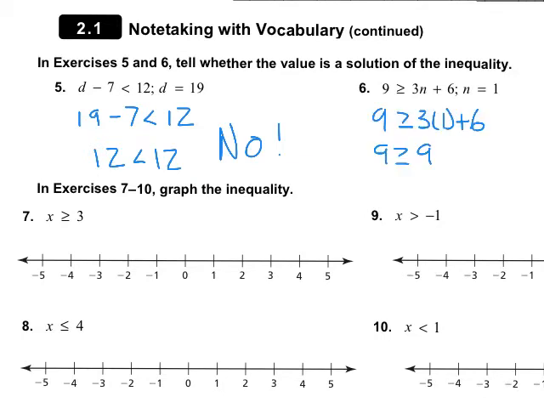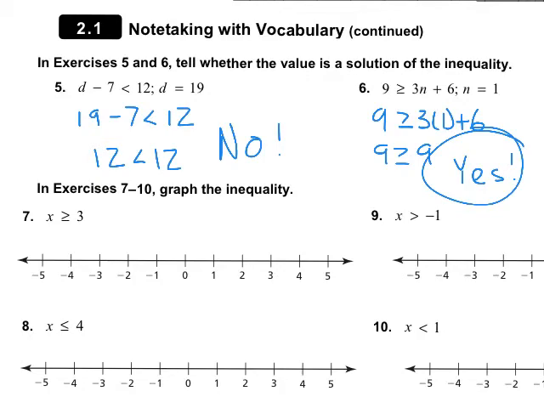Okay, so I plug 1 in. 3 times 1 is 3, plus 6 more is 9. Is 9 greater than or equal to 9? Yes, it is, because of that equal to part. So n equals 1 is part of the solution set. If you plug it in and it makes the equation true, or excuse me, the inequality true, that's when I know I have a piece in the solution set.